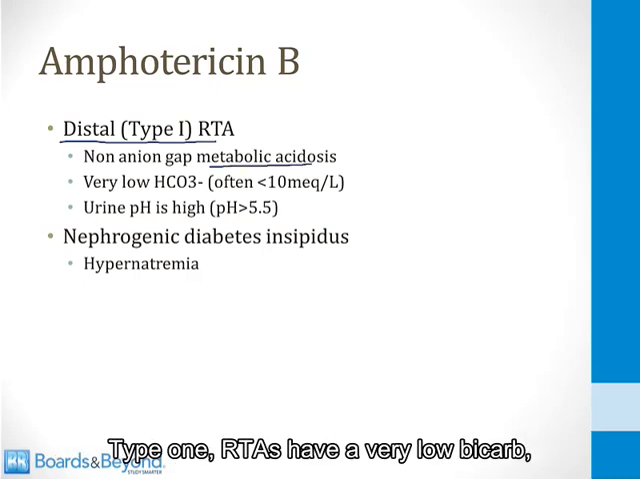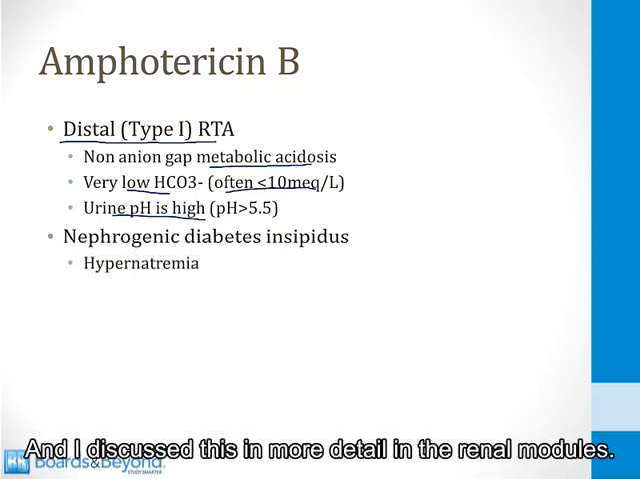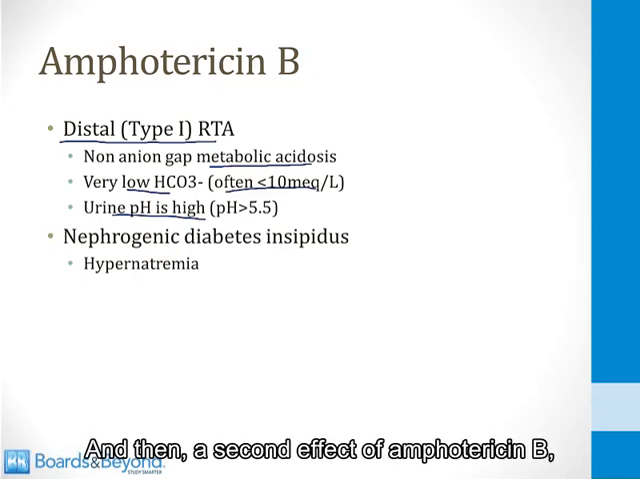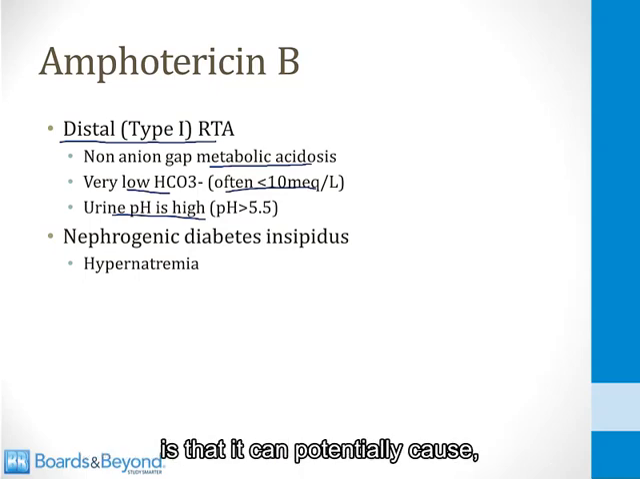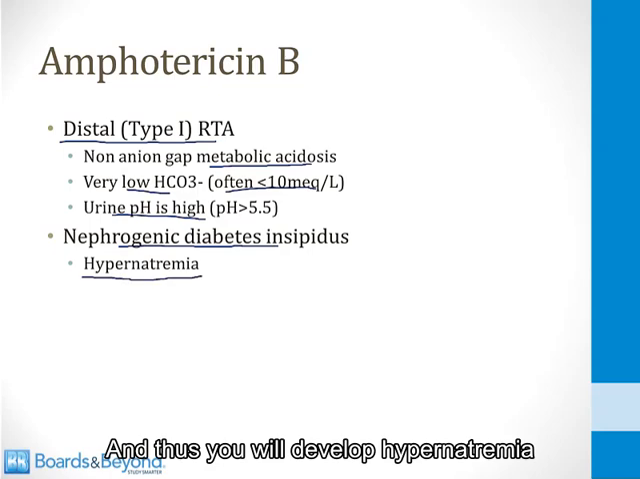Type 1 RTAs have a very low bicarb, often less than 10, and the urine pH will be high, and I discussed this in more detail in the renal modules. And then a second effect of amphotericin B is that it can potentially cause nephrogenic diabetes insipidus, so this will cause the kidneys to become insensitive to ADH, and thus you will develop hypernatremia.